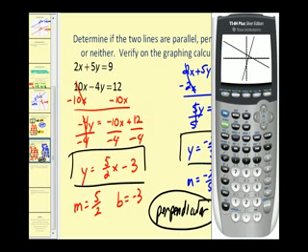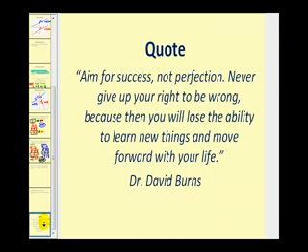Okay, that's going to do it for this video. In part 2, we'll take a look at determining the equations of parallel and perpendicular lines based upon given information. I hope you found this video helpful.